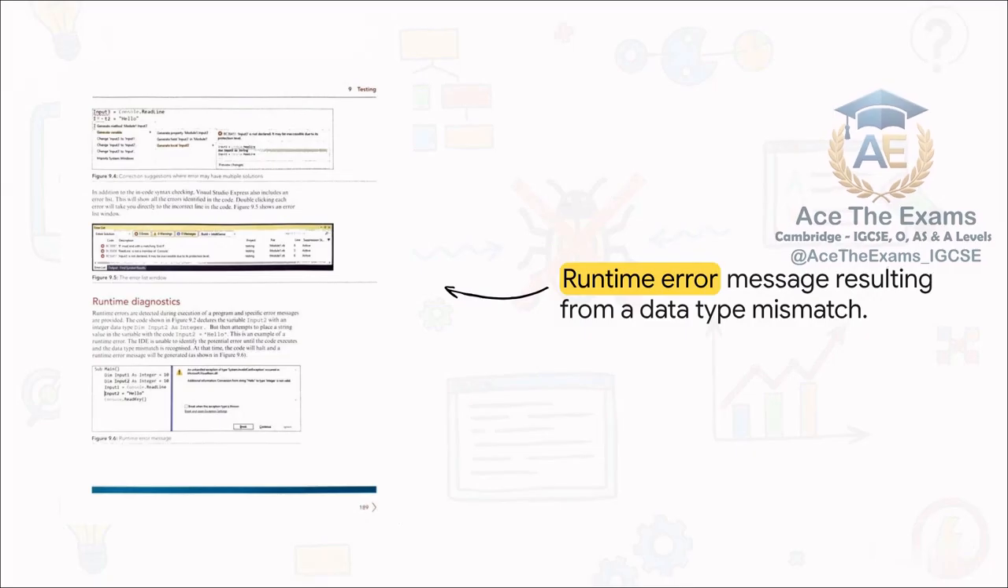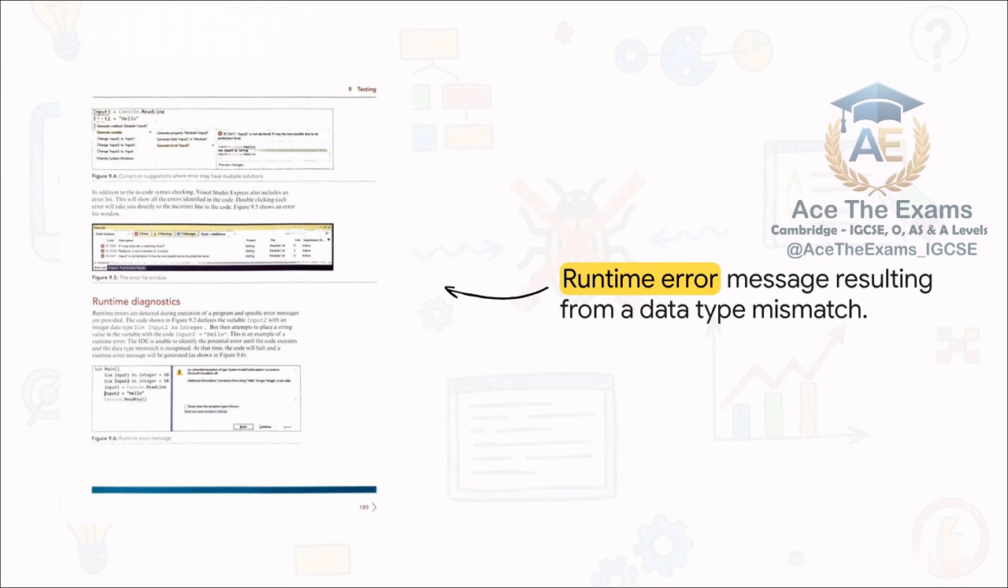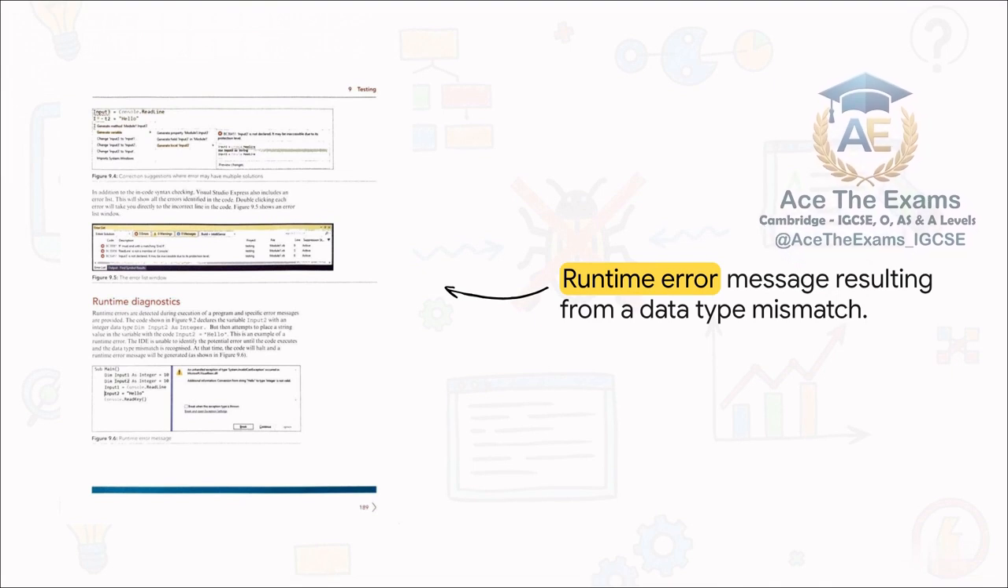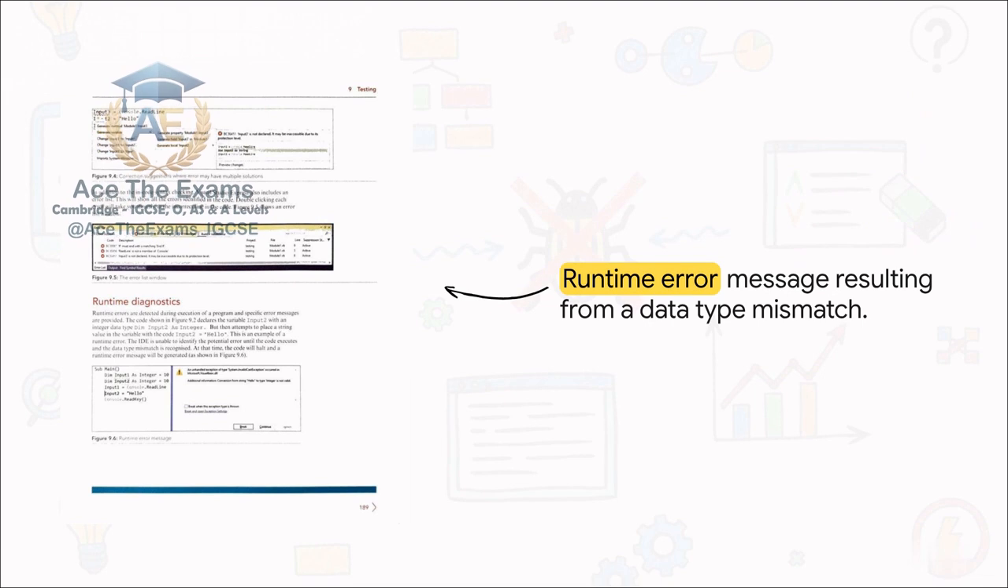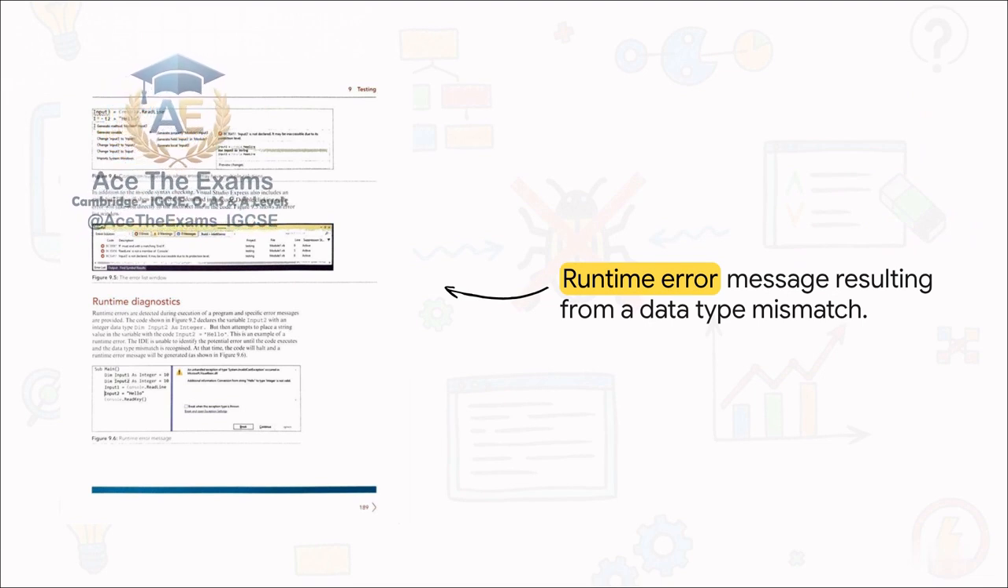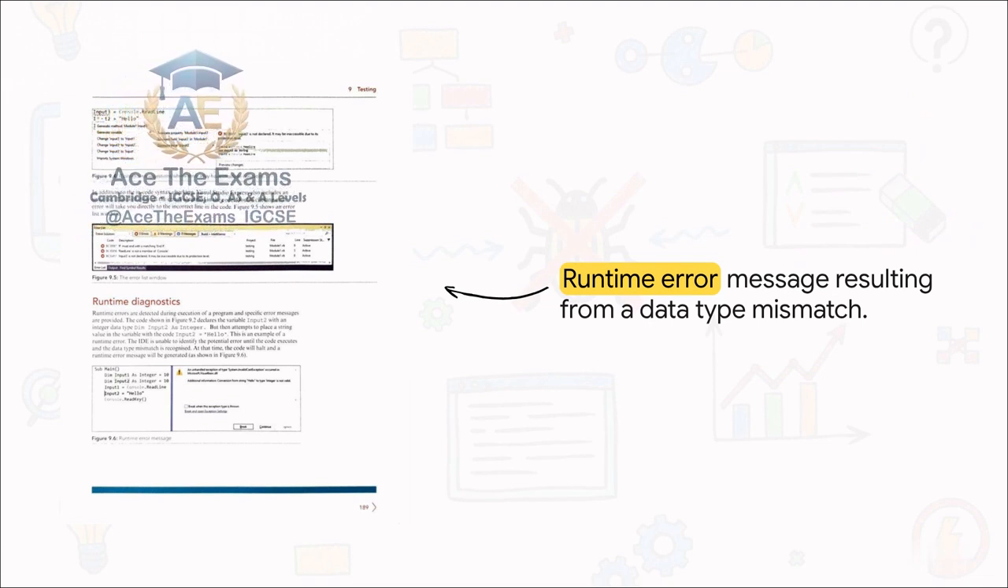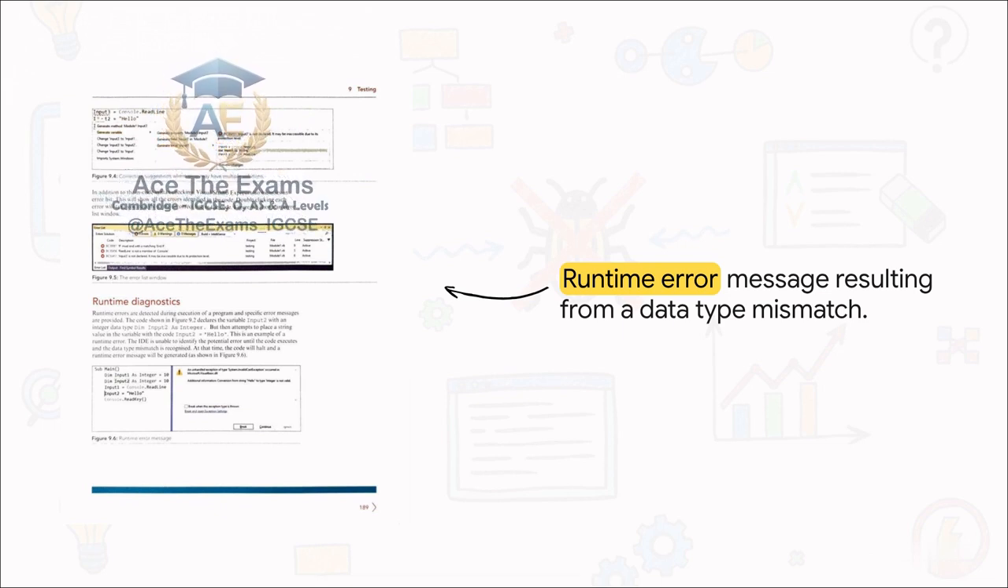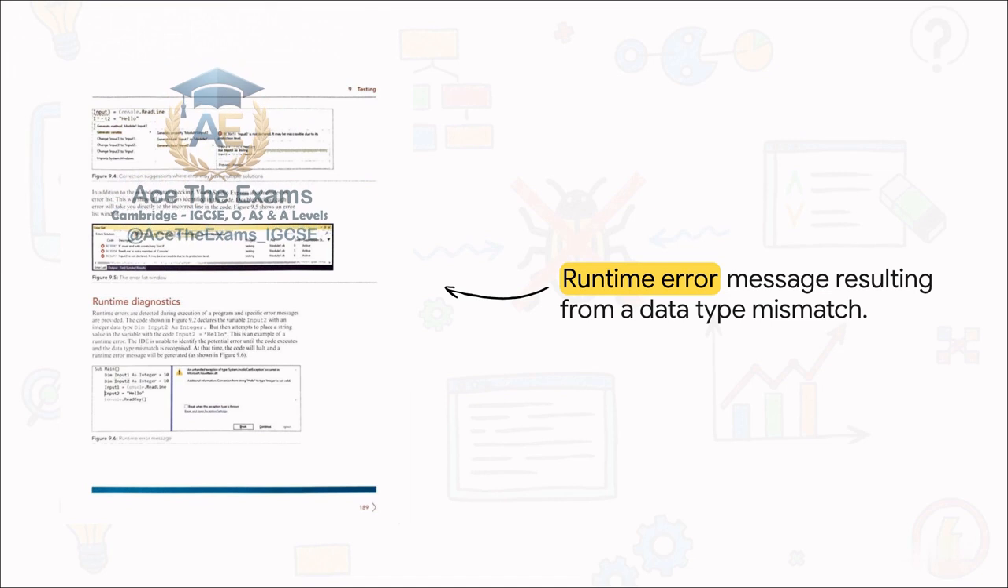Let's look at a perfect real-world example of this. Here, the programmer tried to put a text string into an integer variable. The program naturally panicked and just halted. Look at the code snippet. The programmer declared input 2 as an integer. We all know that means it can only hold whole numbers, right? But then on the very next line, they try to assign the word hello to it.